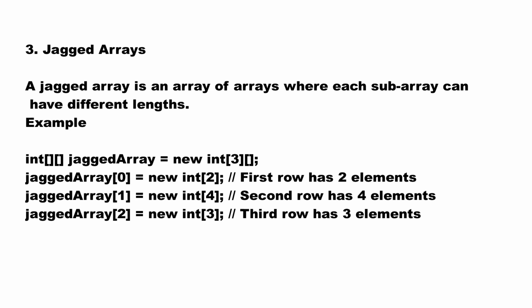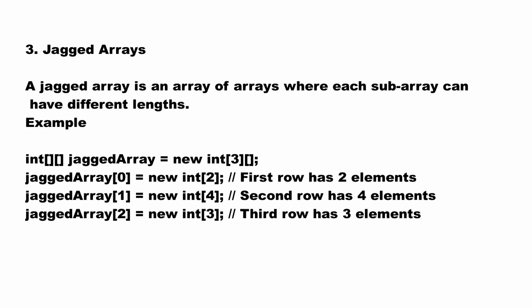Now let's look at the third type of arrays, which is the jagged arrays. A jagged array is an array of arrays where each sub array can have different lengths. A jagged array is a type of multi-dimensional array, which is an array of arrays where the number of columns in each row is not fixed.